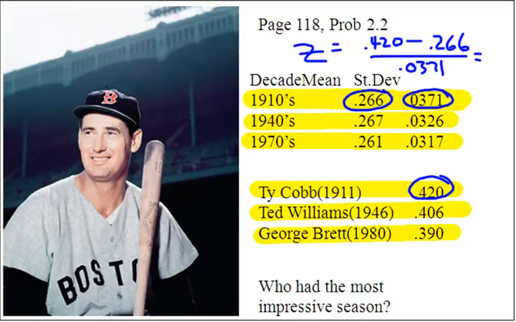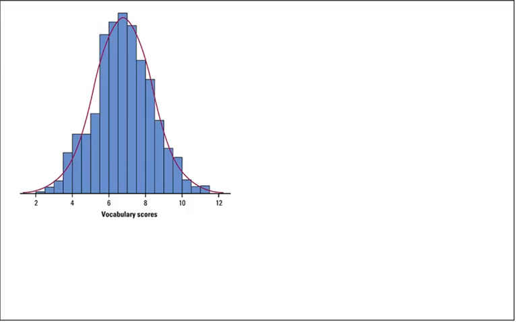And you're going to get a score. And you're going to set up the other 2 players the same way. And then at the end, you want to be able to say who had the most impressive season for these 3. If you look on page 123 in your book, you've got a picture that should look somewhat familiar.